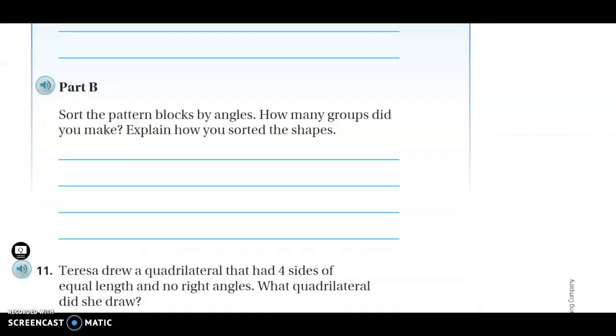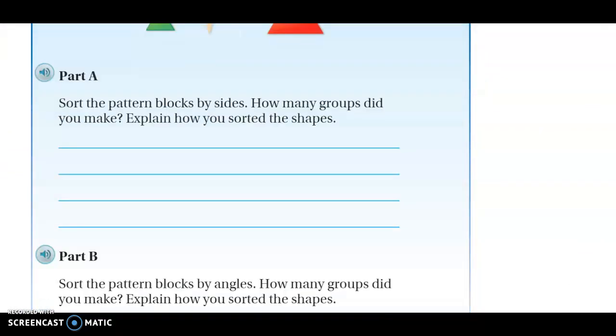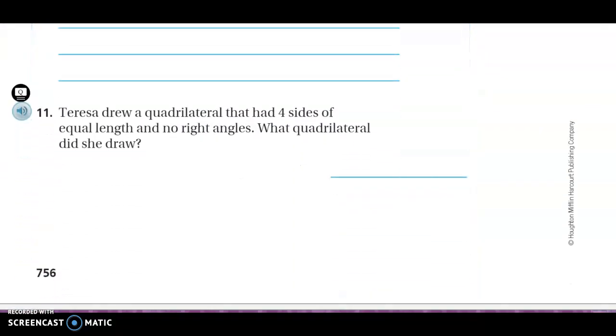We skipped number 10. All right, Teresa drew a quadrilateral that has 4 sides of equal length and no right angles. There's only 2 shapes that have all 4 sides equal. That is a square and a rhombus. What is the difference between a rhombus and a square? A square has 4 right angles. A rhombus has 0 right angles. This one must be our good friend rhombus. A rhombus is a square that's been sat on and squashed. So all the sides are still the same, they just don't have any right angles. Had to be a rhombus.